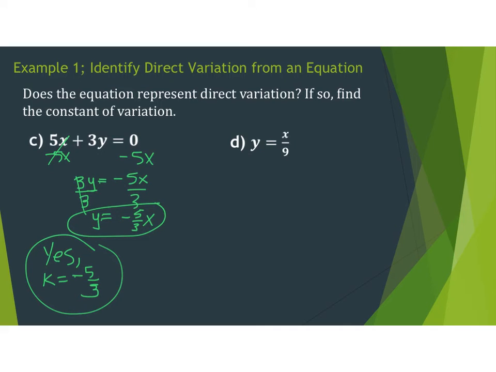And the next one, we have y equals x over 9. Well, this is really just y equals 1/9 times x. So we have the number 1/9 multiplied to the x. So the answer is yes. This is direct variation with a constant k of 1 over 9.